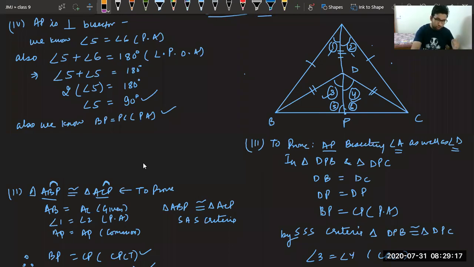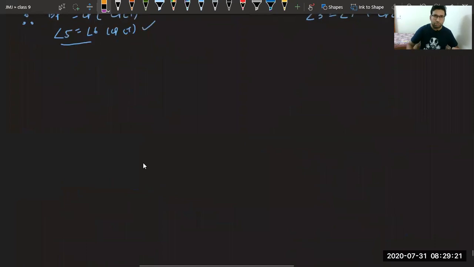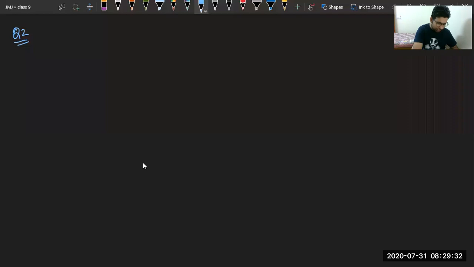Let's see question number 2 now. Question number 2. These holidays, please try more questions from R.S. Agarwal. Question looks tough, but they are all easy. You can try first the examples and then you can try the questions in exercise also.